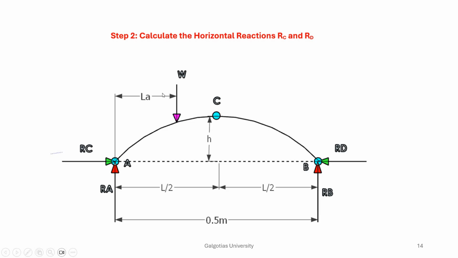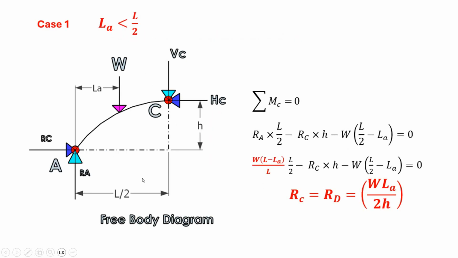Proceeding further, the first case is LA less than L by 2. So this is the free body diagram. As you see, here you have got one hinge and two reactions, internal reactions, and this hinge also has a horizontal reaction and a vertical reaction. So proceeding further, you take moment about C equal to 0, and from this you get RC equal to RD equal to WLA by 2H.